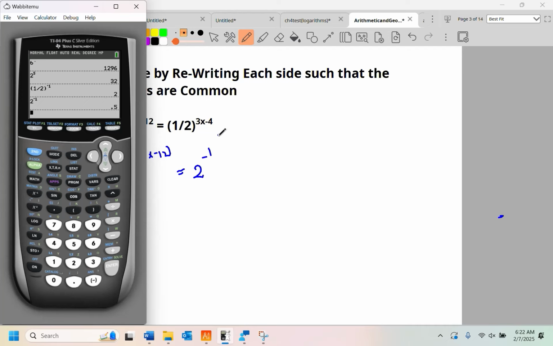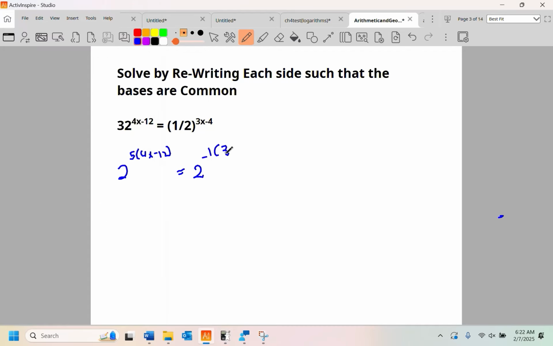So anyways, I rewrote 1/2 as 2 to the negative first. The exponent is still 3x minus 4, but there's a negative 1 out front. We have a property that says if I have a base to the x and I have another base to the y, and the bases are identical, then x is y. So I'm going to distribute here. I'm going to have 20x minus 60, and I'm going to use this property. I'm going to set the exponents equal to each other.